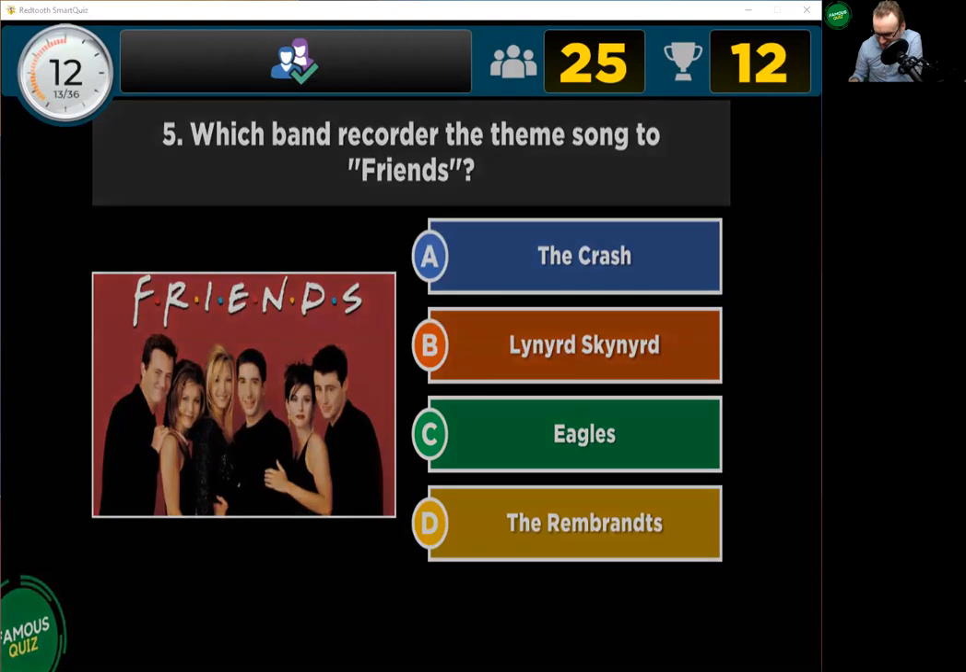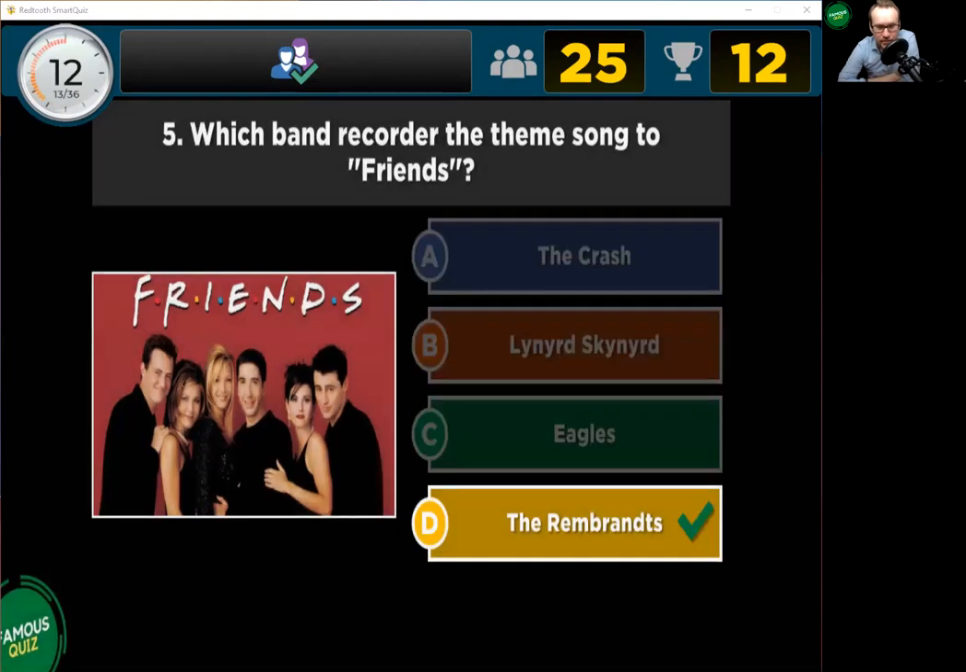Let's see. Correct answer is the Rembrandts. I'll be there for you. Probably you know the song, but I didn't know actually. It was a surprise for me. Sorry about my voice. I'm not a proper singer. Anyway, so the Rembrandts, that's the authors of the song.